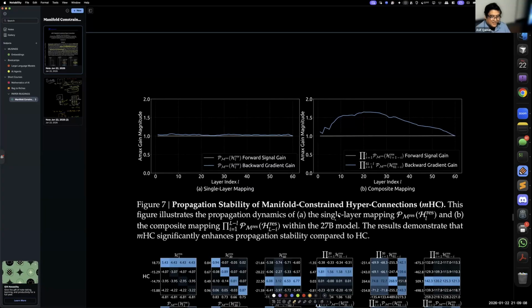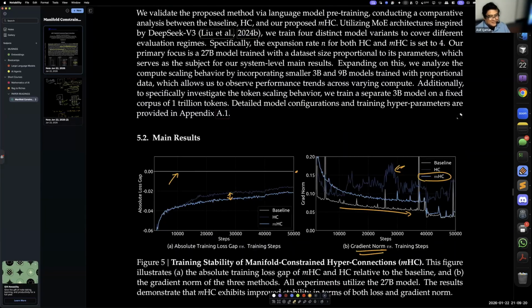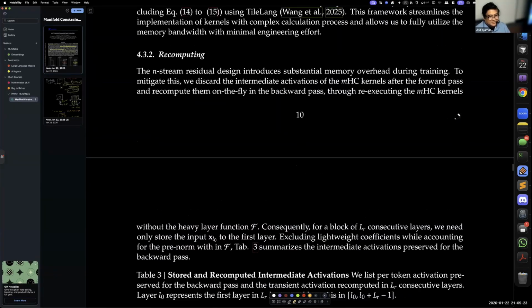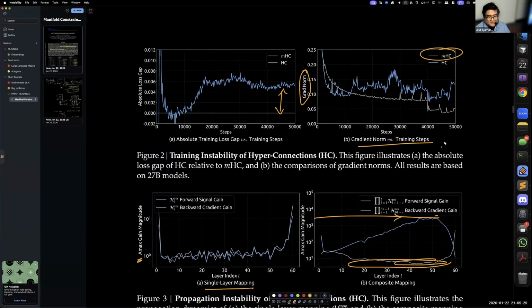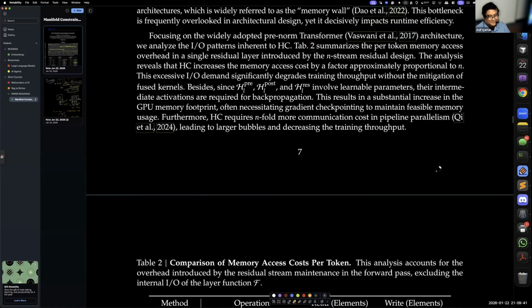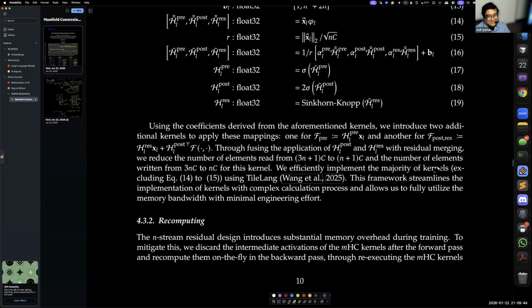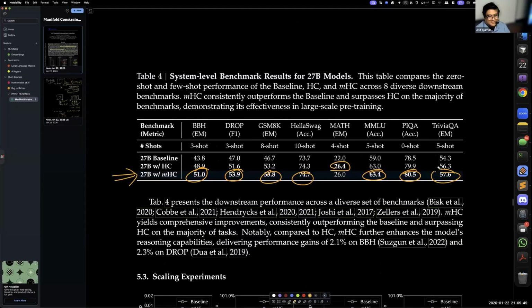If you look at the layer level composite mapping, the Amax gain magnitude across layers stays within a very tight envelope. 1.5 is nothing compared to the 5,000 that the unconstrained one achieved. Where is that picture? Yeah, look at this. The unconstrained one, the Amax was close to 5,000, 3,000 or 5,000 times amplification, which is basically an exploding signal. Whereas here, the maximum explosion that ever happens is by a factor of 1.5, which is pretty tame. Look here.